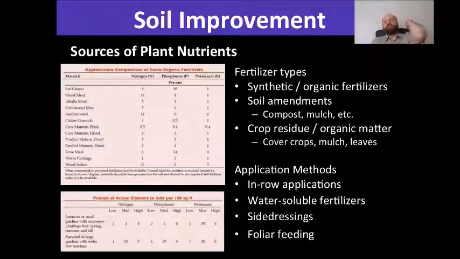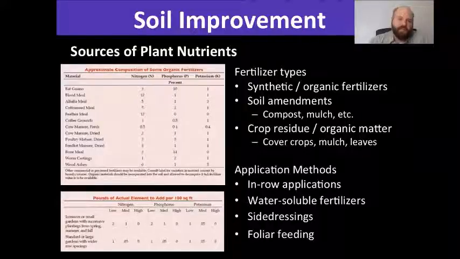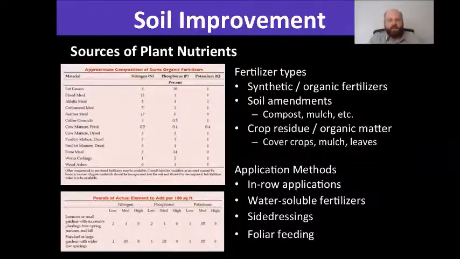So in addition to compost, there's other sources of plant nutrients you can use. I think most of us are pretty familiar with typical synthetic fertilizers and water-soluble fertilizers. I've had very good luck in my gardens using slow-release fertilizers. Some of these coated pellet fertilizers work really well and oftentimes come with micronutrients included as well. So I've had really good luck with those.